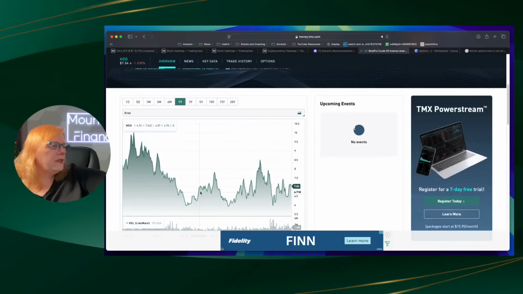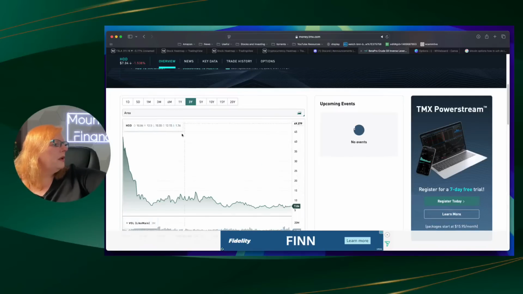Then oil falls, oil goes up, oil falls. When you look at something like this, let's go further out, let's go with 3 years. No, that's even worse. Look at this. At one point, $42. That was back when oil was up above $100 a barrel. And we've never gotten back there.